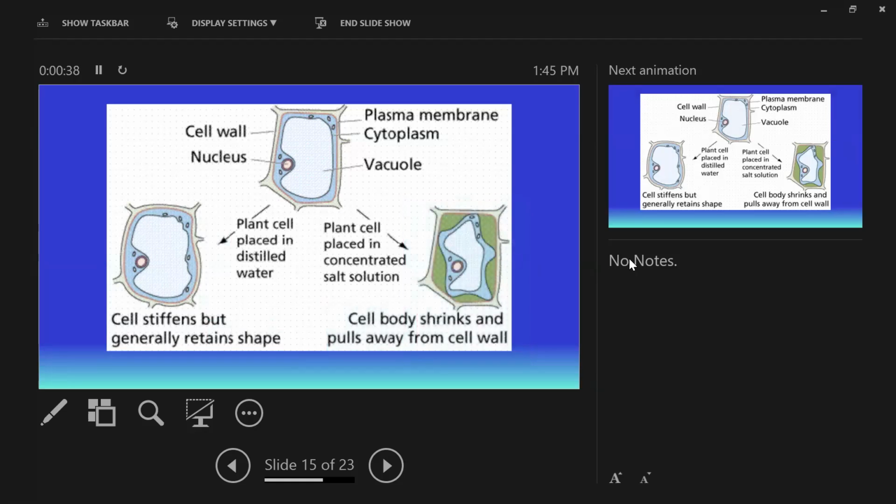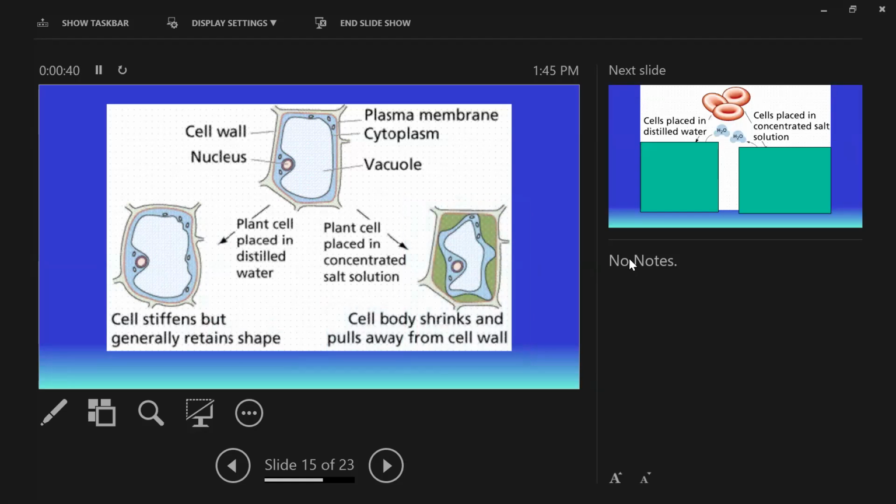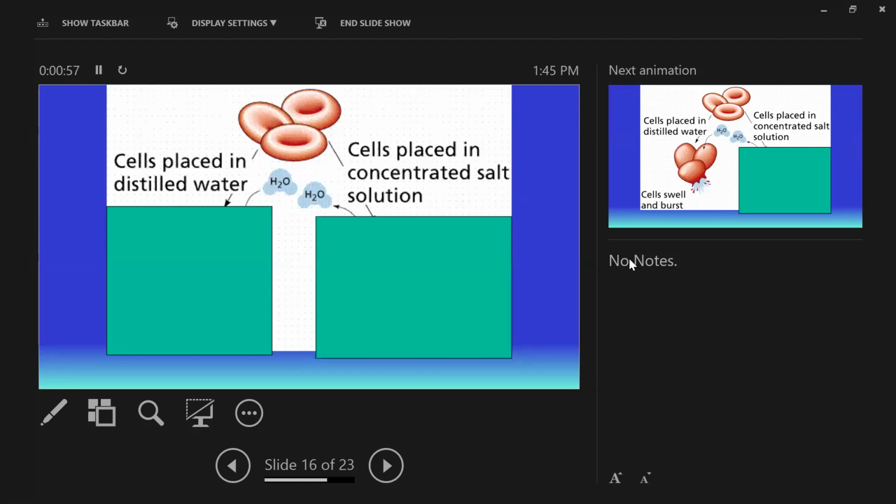If we put it in a concentrated salt solution, it is going to shrivel up and shrink because this is a hypertonic solution. Water wants to move to where it's more concentrated, so water is going to move out of the cell, and the cell membrane is going to shrink and pull away from the cell wall.